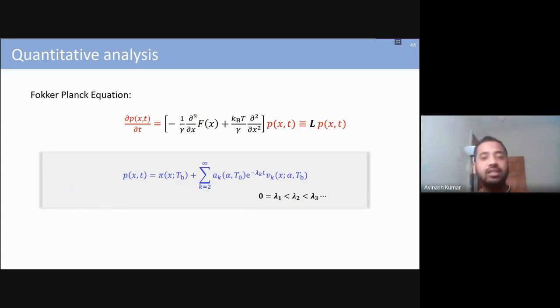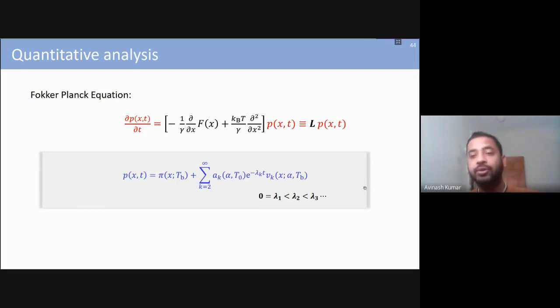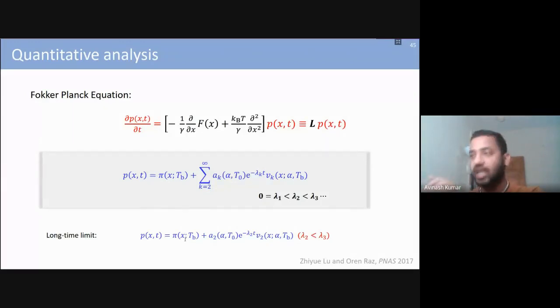to probability densities. The probability density of the system at any time t and any position x can be given as an infinite sum of the eigenfunctions of the Fokker-Planck operator L here, where the contributions of all the modes decrease exponentially with e to the power minus lambda_k t, where the lambdas are the eigenvalues of this Fokker-Planck operator. And if you approximate this in the long time limit, then you would have only two terms. One is pi of x and T_b, which is the Boltzmann distribution corresponding to the bath temperature, where the system would eventually go in the infinite time limit.